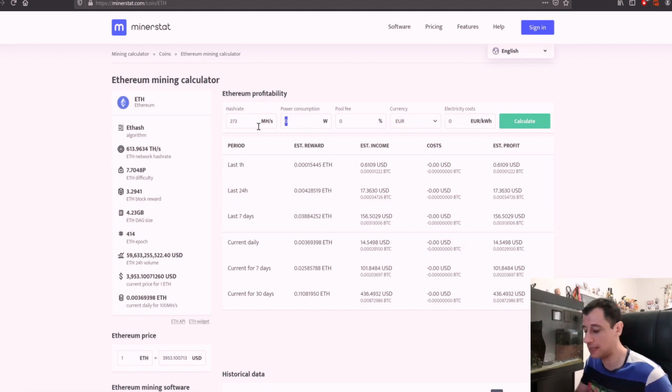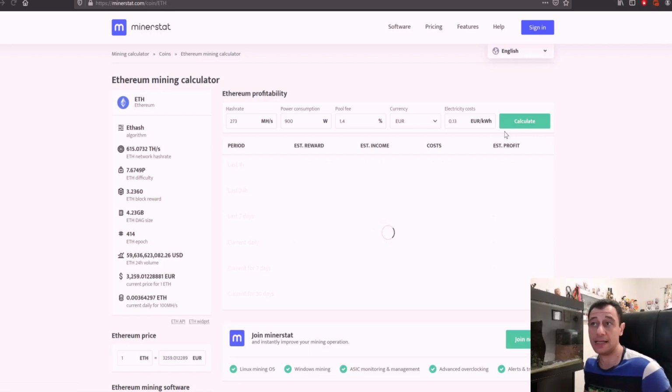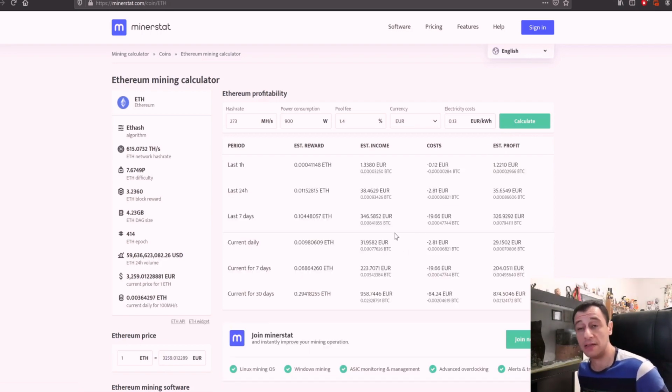I know that I'm burning 900 watts. Now this is what you've got to be careful with here. It's not just about the pool fee as we just discussed, it is also about the miner fee. So let's say here I'm going to do 1.4, which is the 0.75 from unMineable, plus the 0.65 from Phoenix miner, because I'm going to use Phoenix miner, for example. Currency, I'm going to leave it in euro, and the cost of my electricity is 13 cents. And you just hit calculate. That is the proper way that you need to calculate this because of the pool fee.